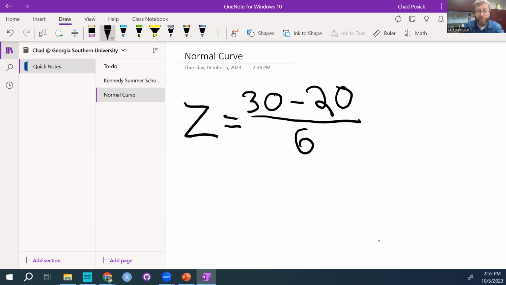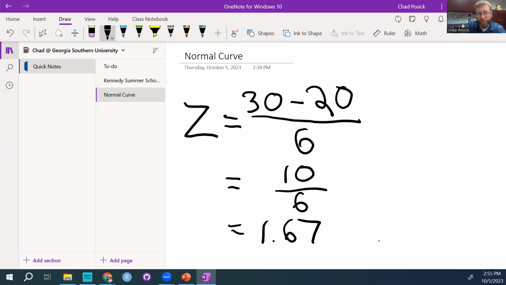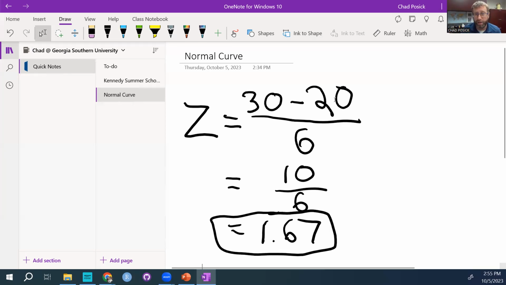So again, the math here, not too hard, right? 30 minus 20, you're going to have 10 on top, 6 on the bottom. We're going to divide 10 by 6, and we're going to get 1.67. So this person's z-score is 1.67. Again, we did that by just taking their score, 30, subtracting the mean, dividing by the standard deviation, 6. So their z-score is positive 1.67, so it's above the mean.